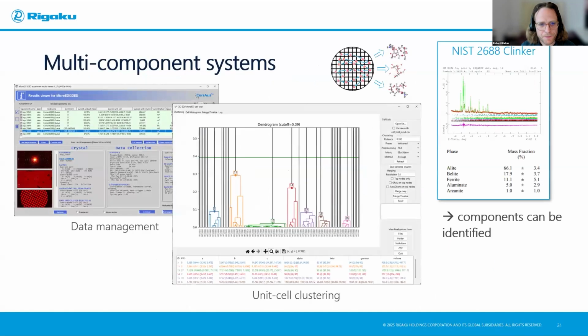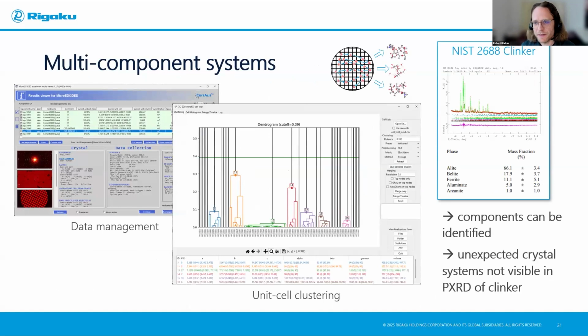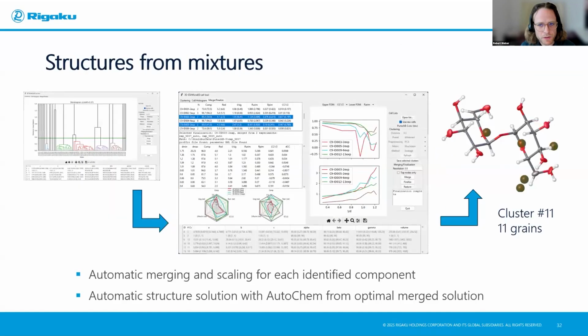Actually, this figure is from a data set where we did a data collection on a standard clinker sample to just identify the components. This works very well. And in fact, we even found some surprises in there, even in a well-characterized sample like this. Publication is underway on this. But of course, you can also, especially if you have very radiation-sensitive compounds, do those measurements and then merge together those different groups and just get structures from this in a guided way. So that's also fully possible.